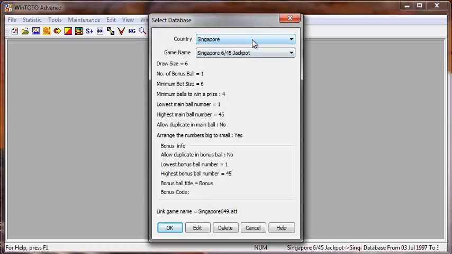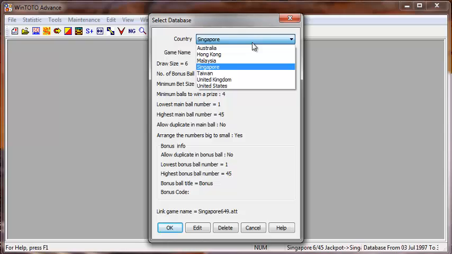In the WinToto Advance Software, if you click on this particular area called the Open Database, you can see that it consists of not only Singapore data, but Australia, Hong Kong, Malaysia, Singapore, Taiwan, United Kingdom, and United States data. So in other words, in one software itself, it has got so many types of data that is available for your viewing, and for your use as reference if you're in that particular country.